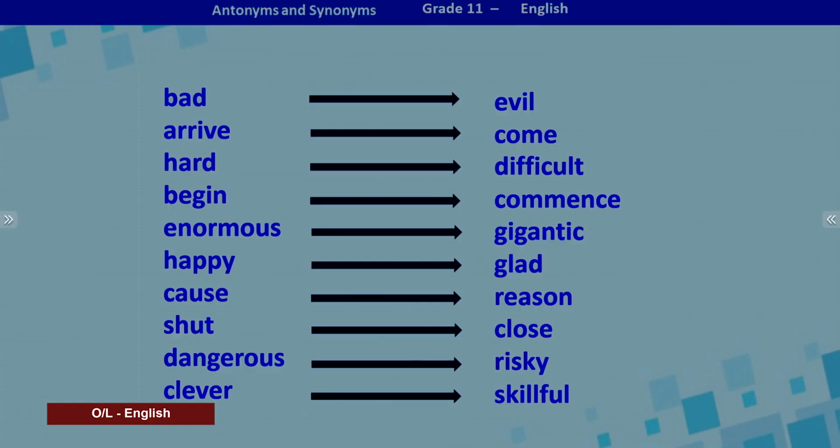Next word, hard. What is the synonym for hard? Difficult. In the papers, you get complex questions. That is difficult. Next one, begin, commence. We commence the meeting. Right. Next one, enormous. It means very big. So the similar word is gigantic.